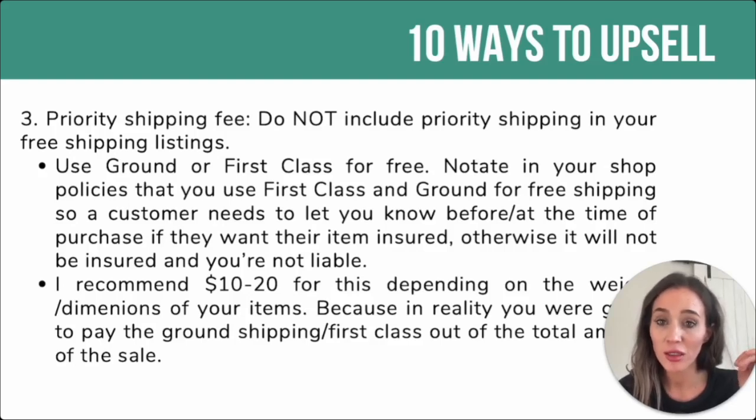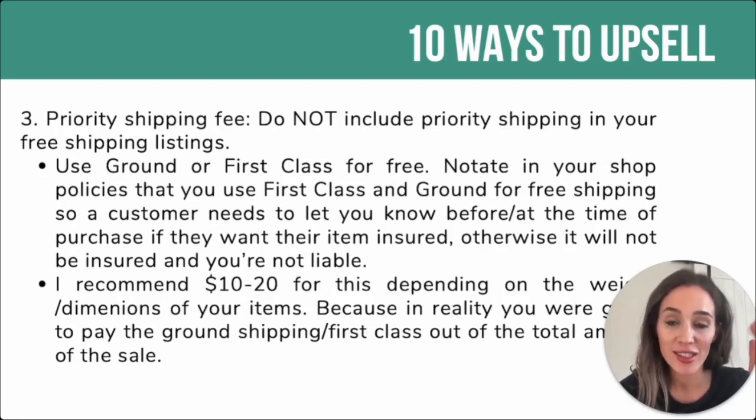So the customer needs to let you know ahead of time if they want their item insured. Otherwise, it will not be insured and you're not liable. So for the priority shipping fee, you might be thinking, oh, well, why wouldn't they just upgrade to that in the checkout? So many people just don't even look at the shipping method in the checkout. They just select the free option and kind of forget that the other options even exist.